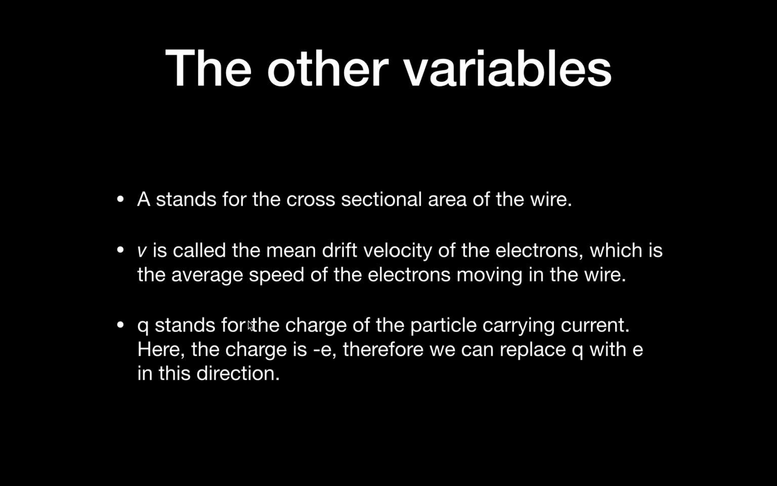q stands for the charge of the particle carrying current, right? Because q is always charge. But in this situation, we are calculating it for a wire, and the particles which are carrying the current are electrons, and electrons have a charge of minus e. Therefore, we can replace q with e in this equation.